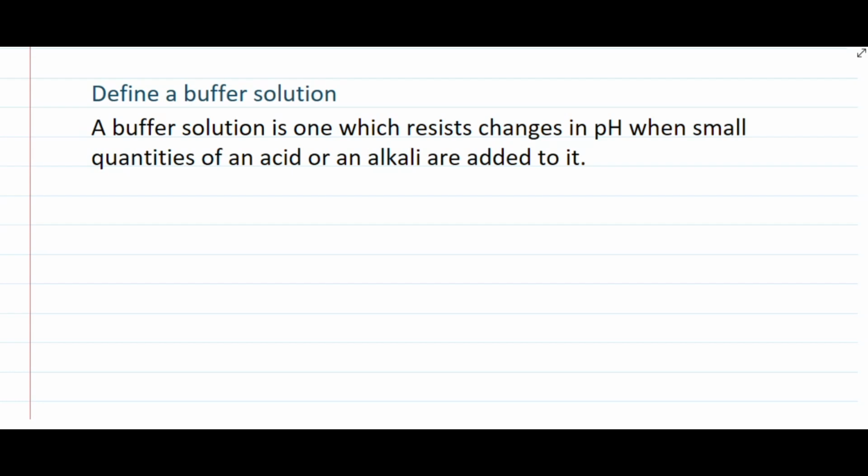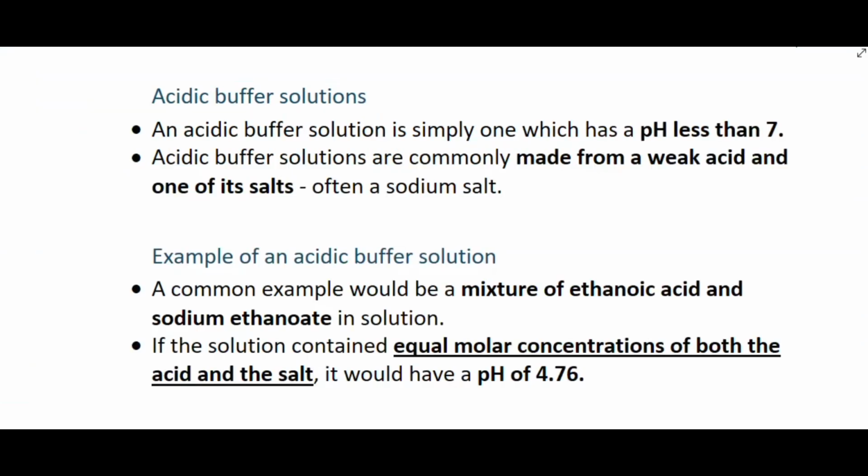So this is what will take us to two types or two examples of buffer solution, because we've established that it should be an acidic solution or an alkaline solution because we are talking about changing in the pH. So let's focus our attention on acidic buffer solutions. So an acidic buffer solution is the one which has a pH less than 7. Of course, we know that pH of an acid is always lesser than 7.